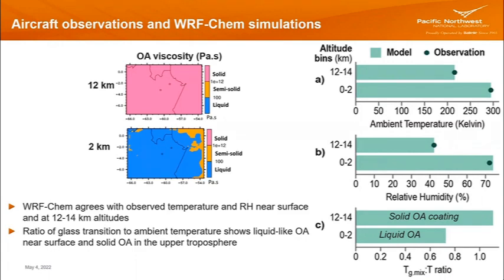It's not going to 70%, because of course, if you have 70 to 80% relative humidity, then you can have liquid water in the particle phase. So when you are modeling, it's important to also evaluate the temperature and relative humidity profiles with aircraft measurements. And here WRF-Chem was doing pretty well. And then also the ratio of glass transition temperature to ambient temperature: if it is less than 0.8, it is liquid-like organic aerosol. If it's 1 or greater than 1, it is solid. So in the bottommost panel, the C panel, you see that near the surface, 0 to 2 kilometers, you get liquid organic aerosol. In the upper troposphere, you get solid.